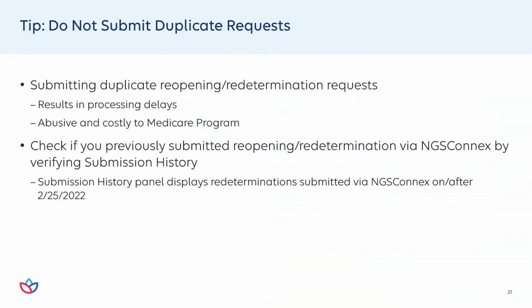All right, another tip, don't submit duplicate requests. Submitting duplicate reopenings or redetermination requests is going to result in processing delays and is also abusive and costly to the Medicare program. You can actually check if you've previously submitted a reopening or a redetermination via NGS Connects by verifying your submission history. Your submission history panel actually displays redeterminations submitted in NGS Connects on or after 2/25/2022. So it's very easy for you to verify if you've submitted an appeal or a reopening in NGS Connects by verifying your submission history.